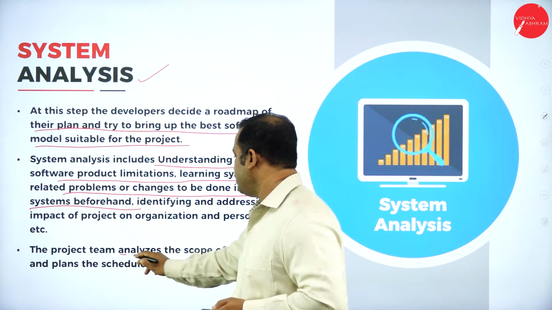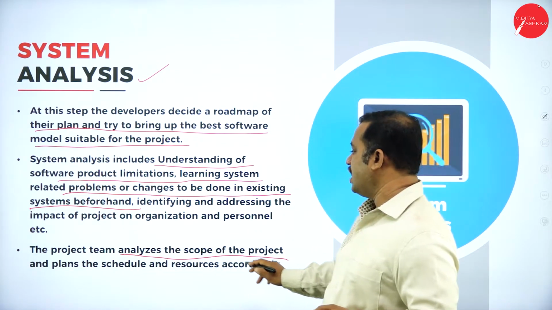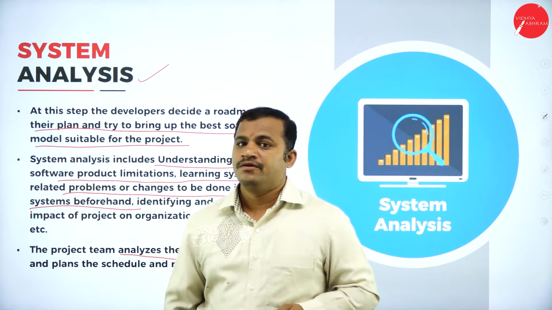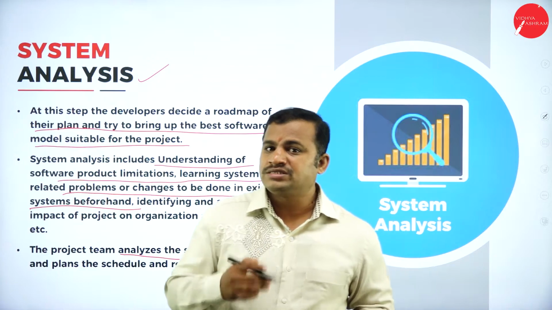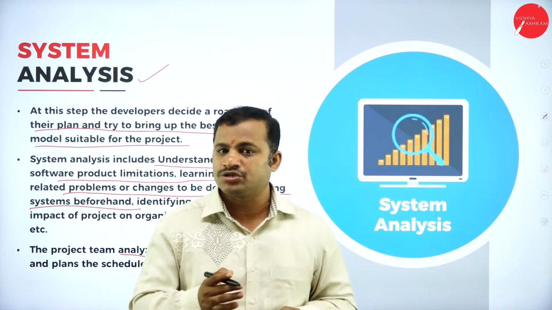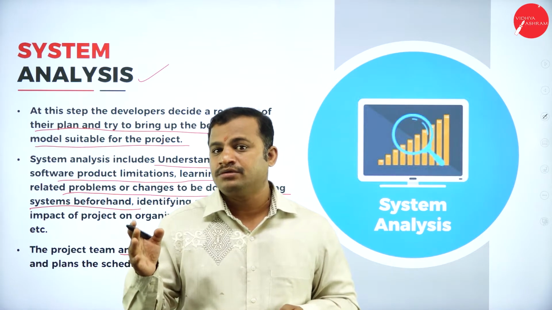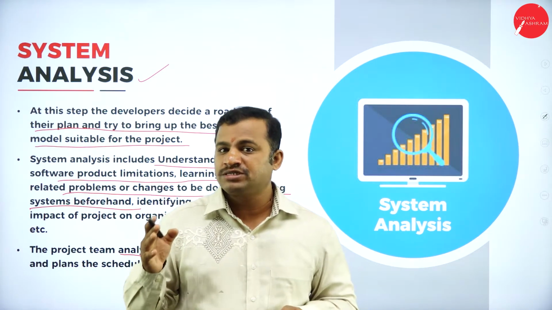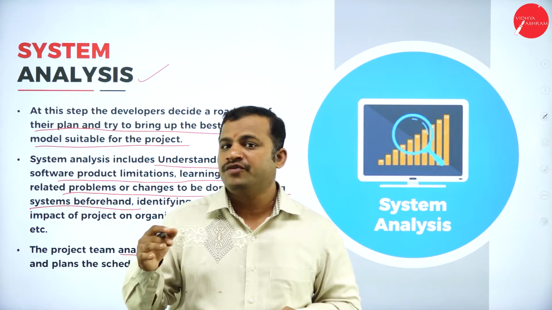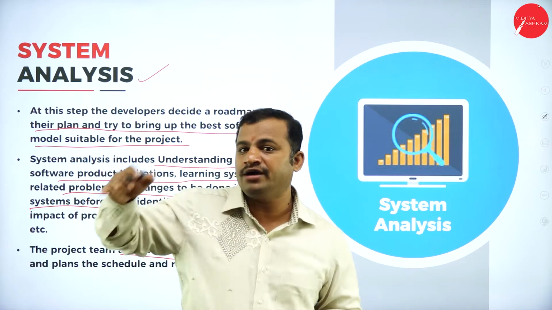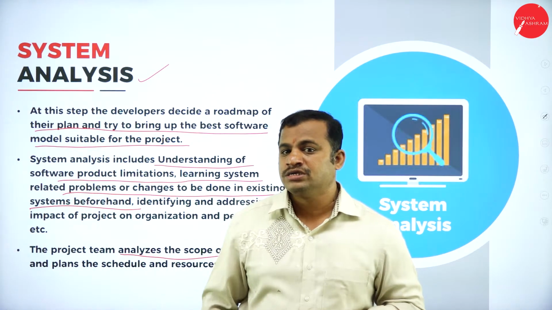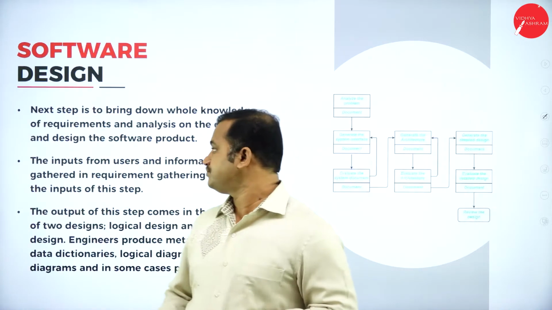The project team analyzes the scope of the project and plans the schedule and resources accordingly. When sufficient resources are available, resource may be in terms of time. Resource may be in terms of persons, employees who are very much familiar with the technology that is required to build this software product. All those things are analyzed. That is called system analysis.